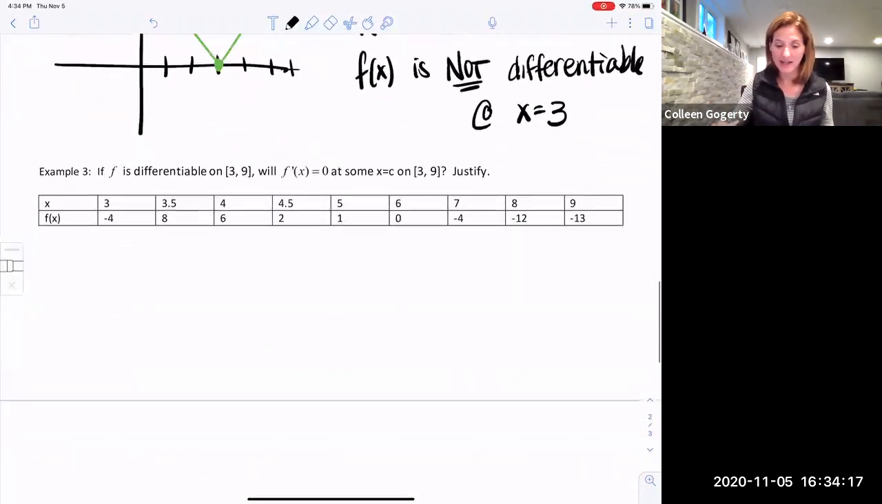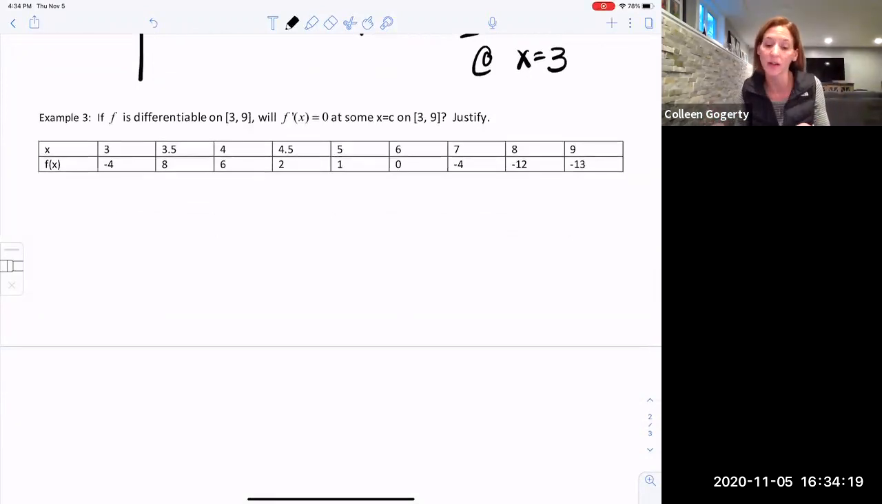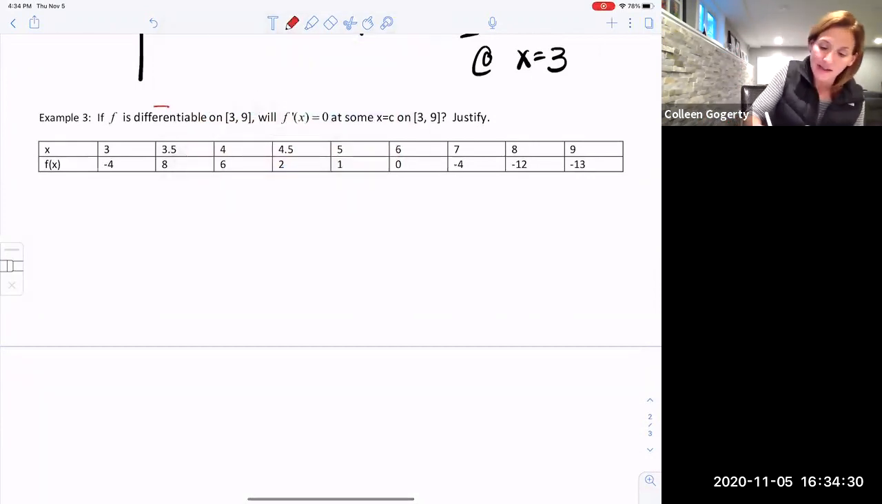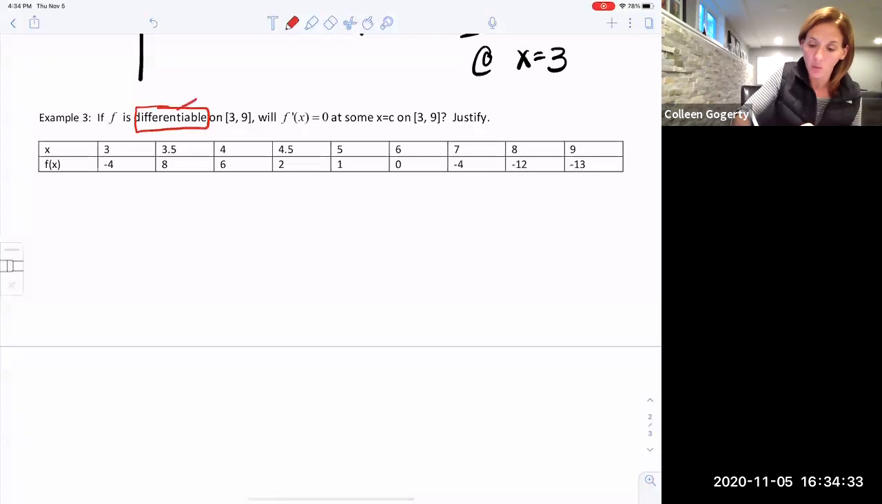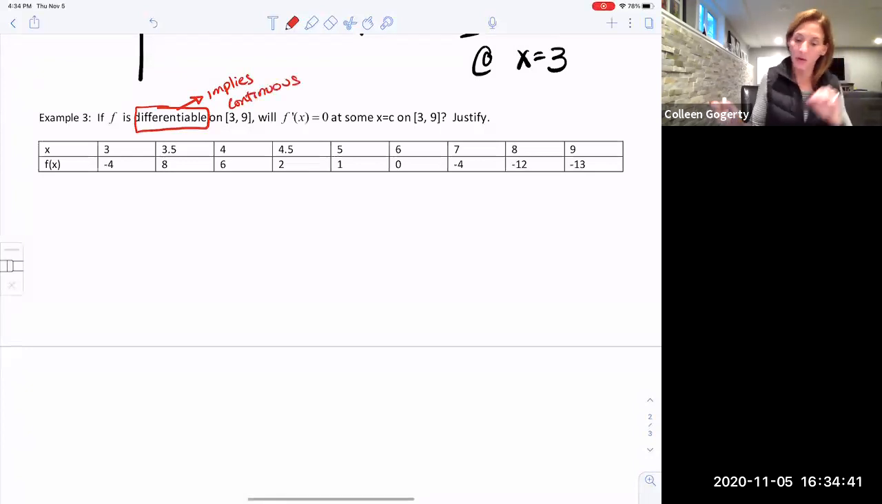All right, so last question. If f is differentiable on 3, 9, will the derivative equal 0 at some point on 3 to 9? Okay, now this problem's a little bit trickier. So first thing that I want to highlight is that they're telling us it's differentiable, which also means that this implies continuity. So if we just start from the beginning of does this problem satisfy the two conditions of differentiable and continuous? Yes, it does. Okay, so now we can keep going.